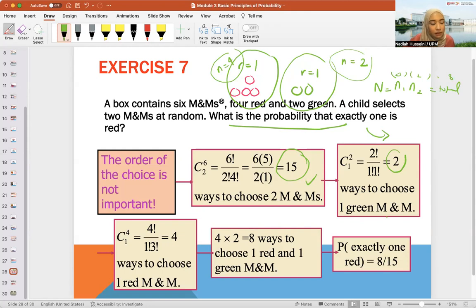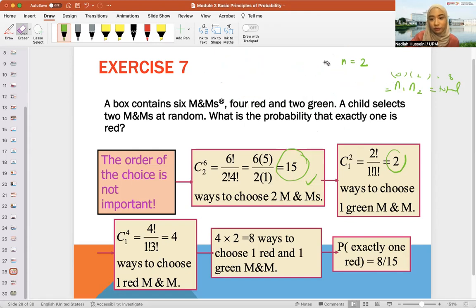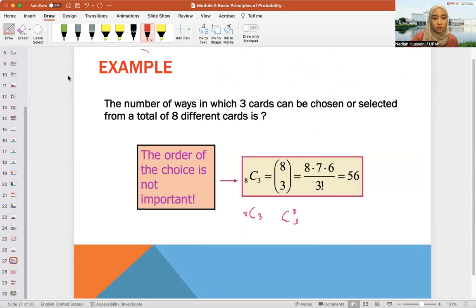Now, if this is not clear, we can try to list it out. So let's do that. Because there is only 15, but I'm lazy. So it's okay, we'll do it for everyone to understand. I need space. Let's use this one.